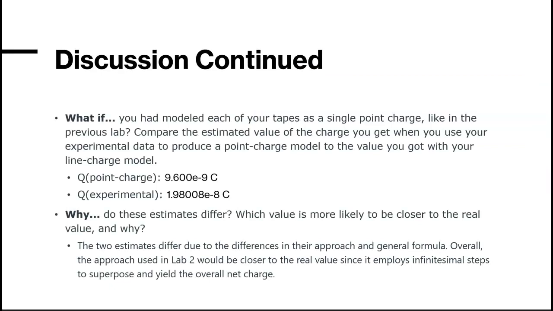What if we had modeled each of our tapes as a single point charge? When comparing the two ways of modeling, we can see that the point charge model led us to get 9.6 times 10 to the negative 9 coulombs, and the experimental way got us 1.98 times 10 to the negative 8 coulombs, where the experimental way was a scale of 10 larger than the point charge method. These estimates differ due to their differences in the approach and the general formula.